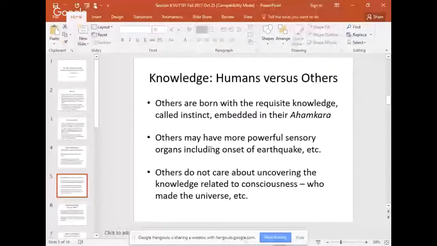Observation, which I have been saying many times, is called instinct that is embedded in their ahankar. Others may have more powerful sensory organs, including, say, sensing the onset of earthquakes, etc. So their instinctive knowledge is quite powerful, and in certain aspects, they are much superior to human beings. However, others do not care about uncovering the knowledge related to consciousness. They are not concerned with spiritual issues, such as who has made the universe, why we are in this world, etc. So they are not concerned with these aspects of life, and that's where human beings are much superior because they are inquisitive about everything else.